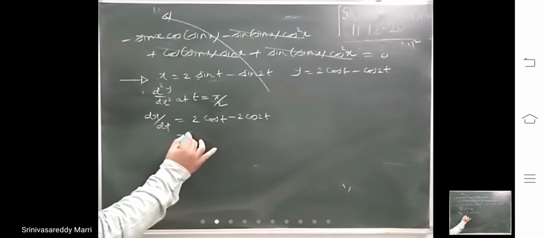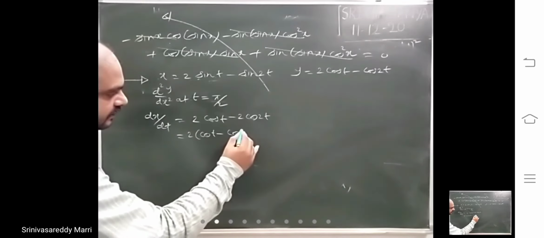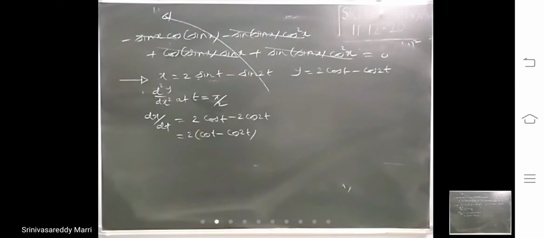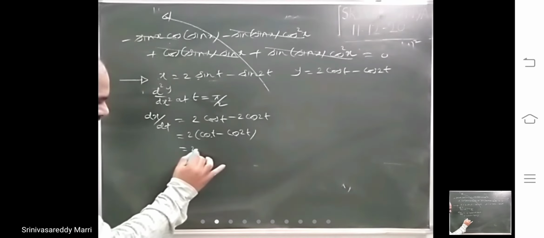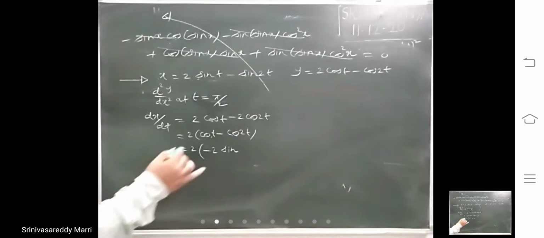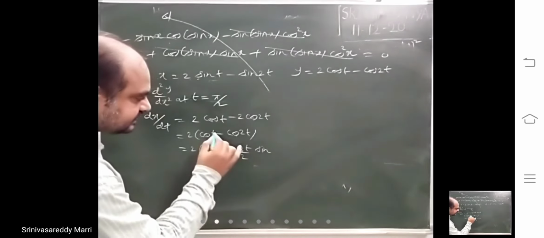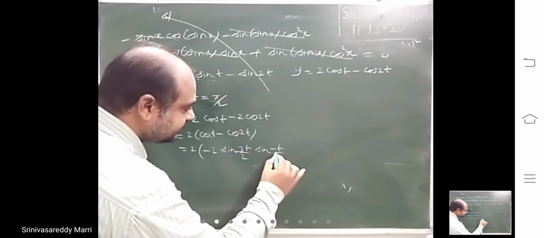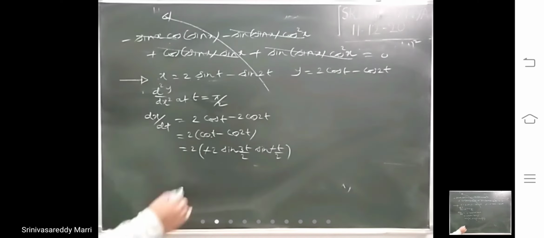Minus 2 cos 2t. That means 2 into cos t minus cos 2t. So we will simplify this using cos c minus cos d, which is minus 2 sin (c plus d)/2 into sin (c minus d)/2, giving 3t by 2 and t by 2. By the transformation rule, sin of minus is minus, so you will get 4 sin 3t by 2 sin t by 2.